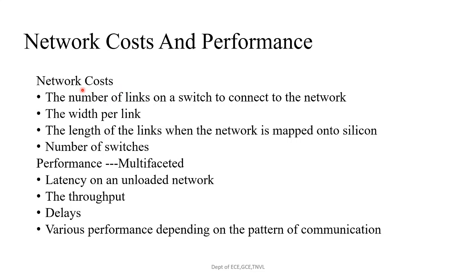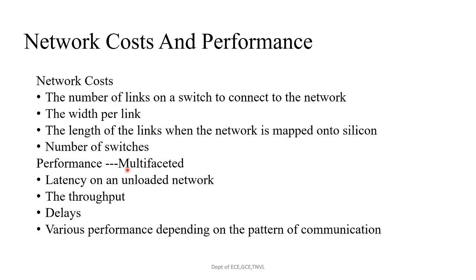Network costs include the number of switches, the number of links on a switch to connect to the network, the width, that is the number of bits per link, and the length of the links when the network is mapped into silicon. For example, some cores or servers may be adjacent and others may be on the other side of the chip or on the other side of the data center.